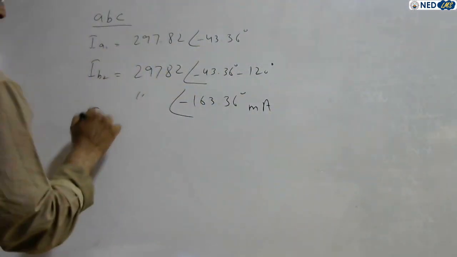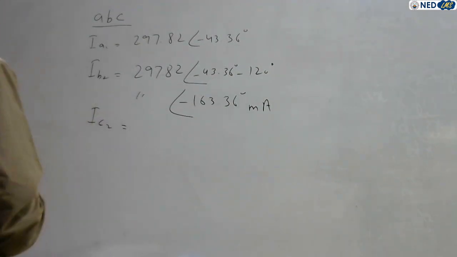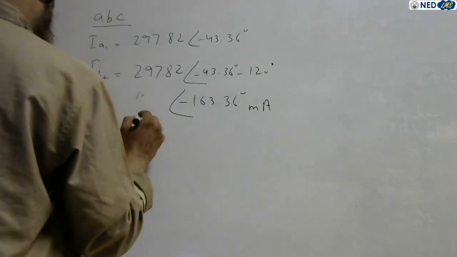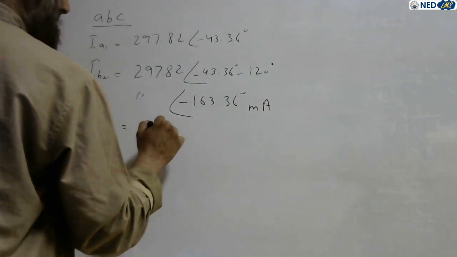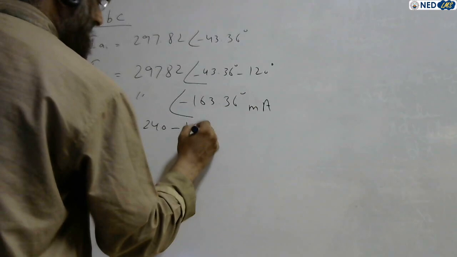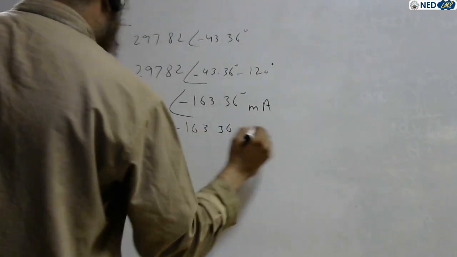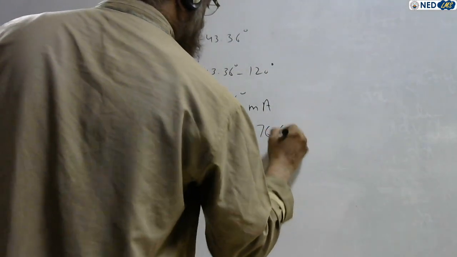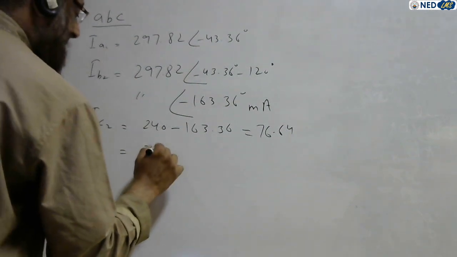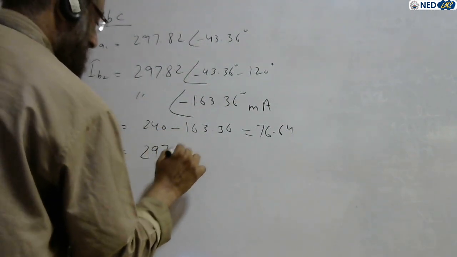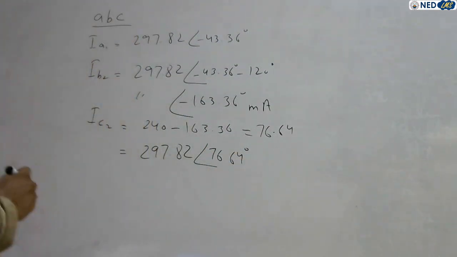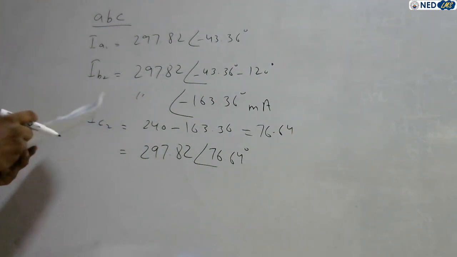And what is line current 3? The third line current, IC, is 240 degrees apart from the first line current. So when you subtract that from the previous angle of minus 163.36, you get 76.64. So the third line current has the same magnitude, 297.82, and the angle becomes 76.64 degrees. So these are all the line currents.